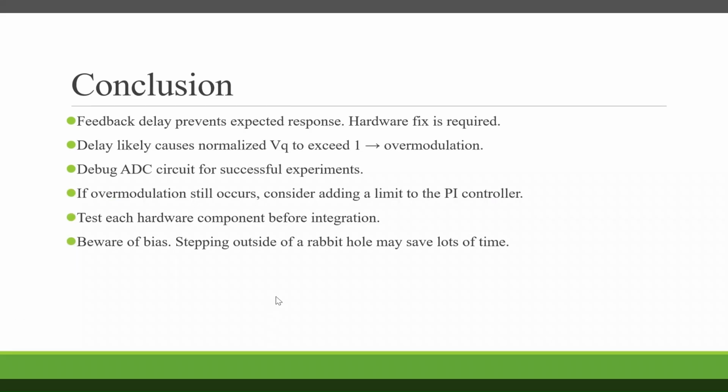In conclusion, first, feedback delay prevents the expected response. Hardware fix is required. Second, delay likely causes normalized VQ to exceed 1, causing overmodulation. Third, debug the ADC circuit for successful experiments. Fourth, if overmodulation still occurs, consider adding a limit to the PI controller. Fifth, test each hardware component before integration. Sixth, beware of bias. Stepping outside of a rabbit hole may save lots of time.